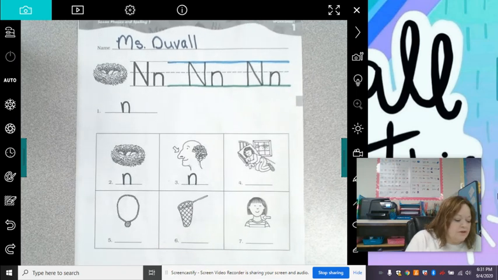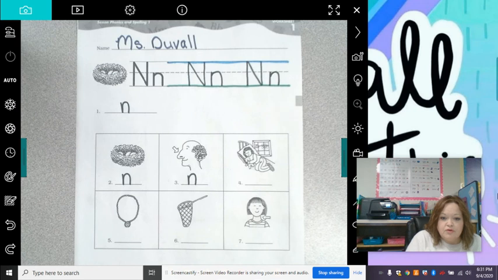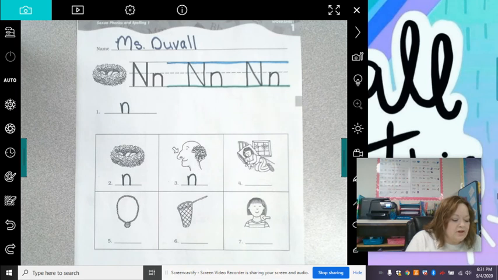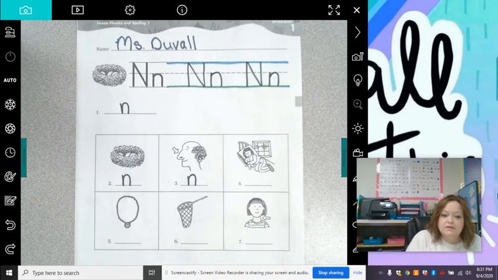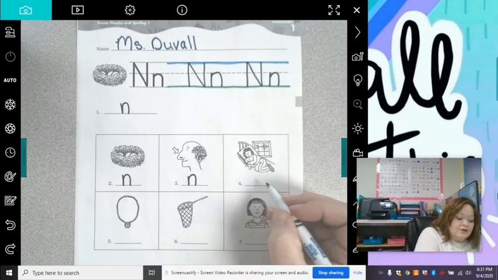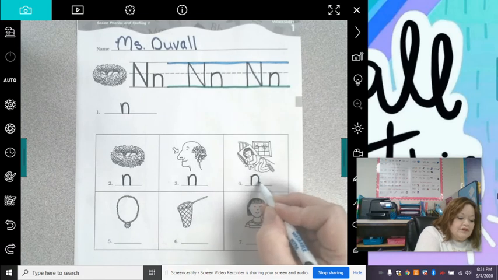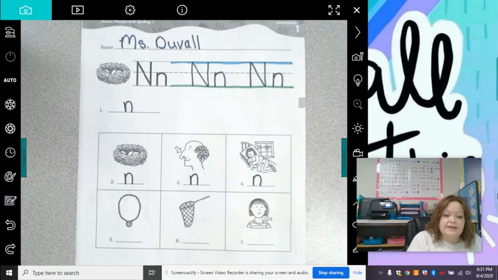Our next picture, the little girl, what is she doing? Well, if we look at our picture clues, we can see she's laying down. She has a pillow and a little stuffed animal, stuffed teddy bear. What could she be doing? Well, by looking at the picture, I can see she's taking a nap. Nap. What letter do you think we're going to use? Nap. You're right. We're going to write the letter N because the letter N makes the N sound.